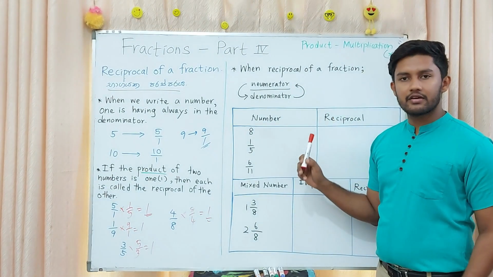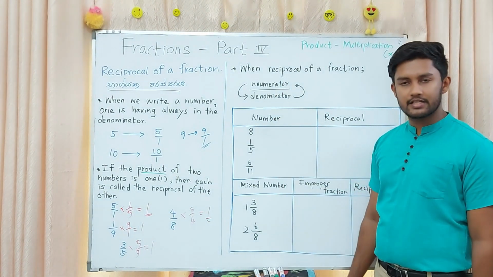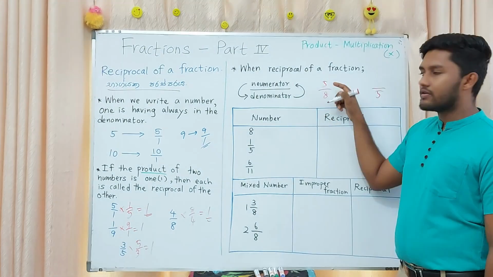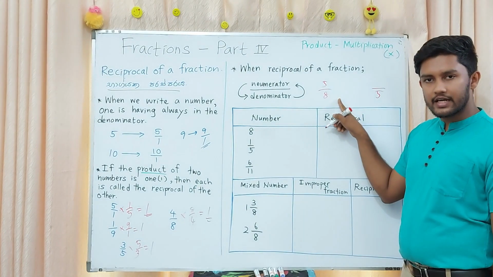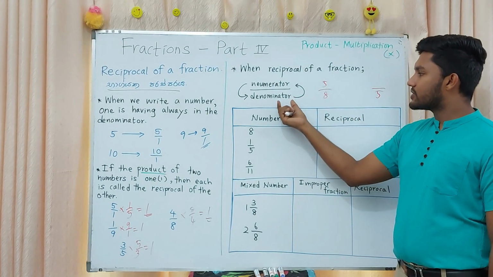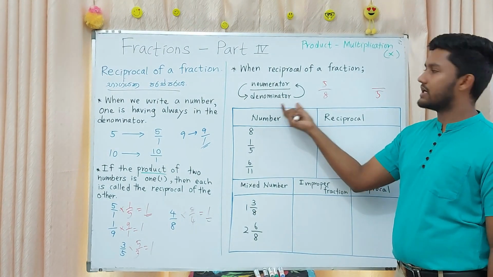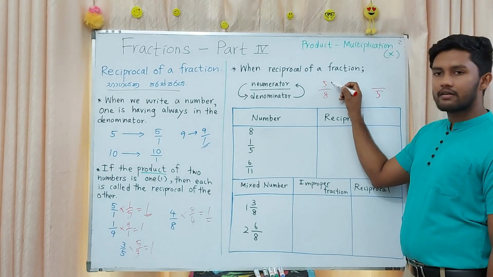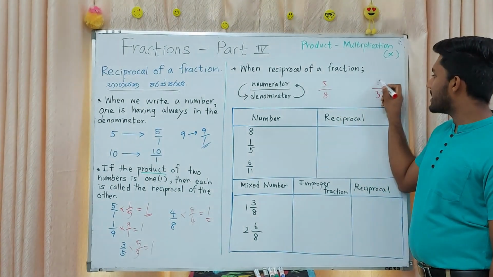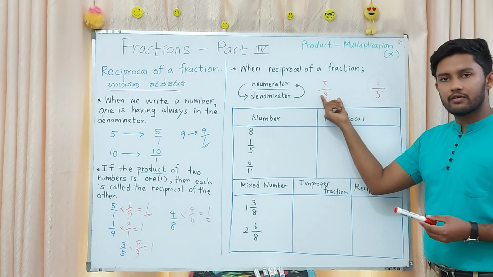We can get the reciprocal of a fraction by interchanging the numerator and denominator. If we consider 5 over 8, 5 is the numerator, 8 is the denominator. Then to write the reciprocal we want to interchange the numerator and the denominator. Then 5 can be written as the denominator. Then 8 is the numerator of the reciprocal. 8 over 5 is the reciprocal of 5 over 8.